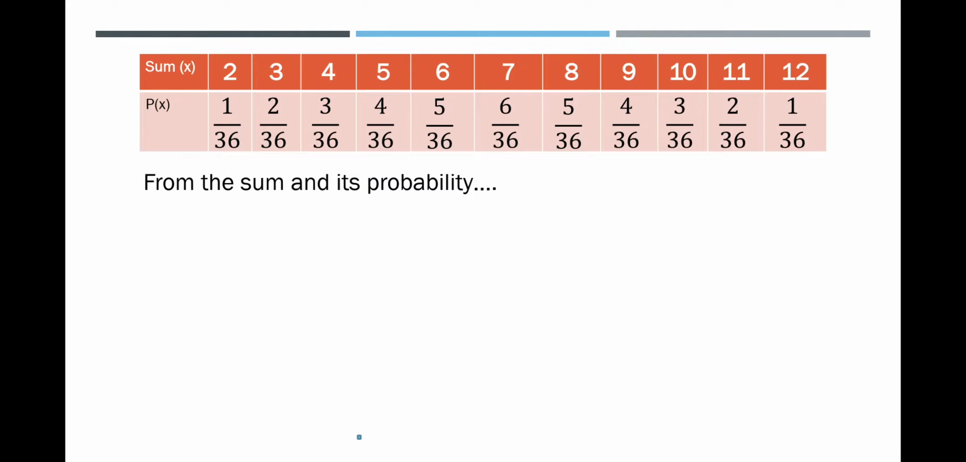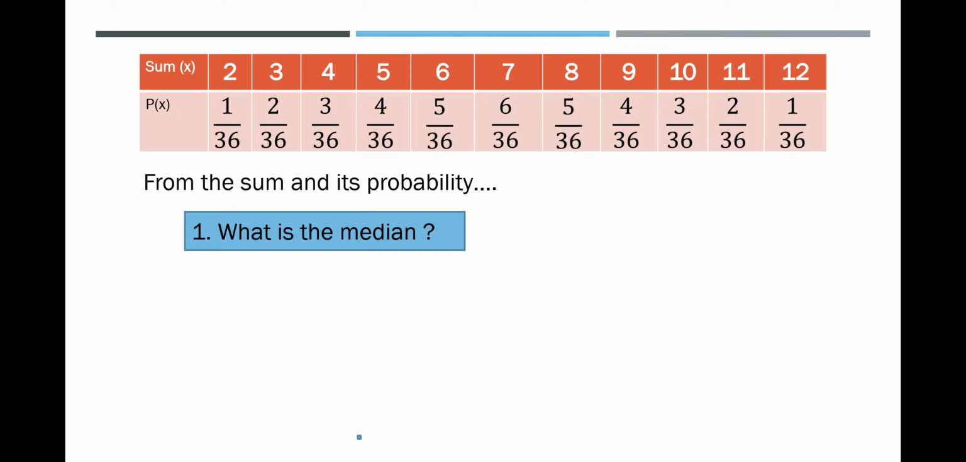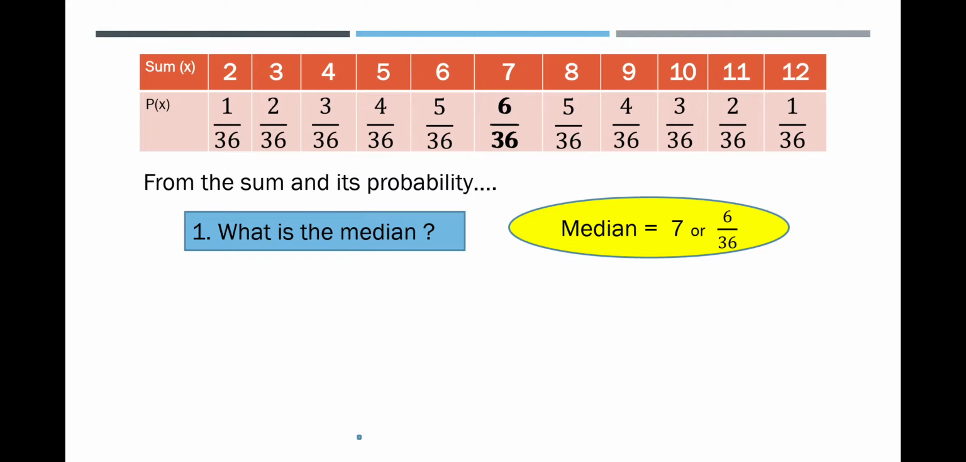So from the sum and its probability, we're going now to find the median. Median is the middle score of the data. So what is the middle score or middle sum? We have 7, and the middle probability is 6 over 36. So therefore, the median is 7 or 6 over 36 for the probability.